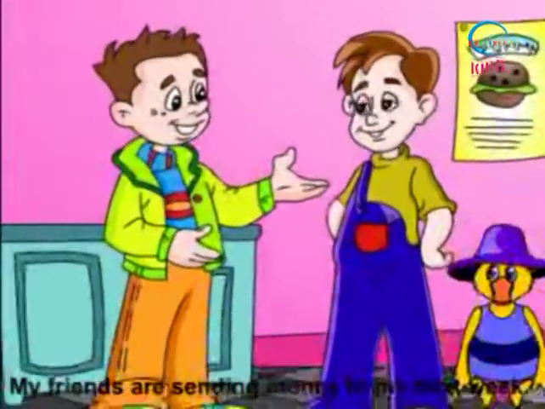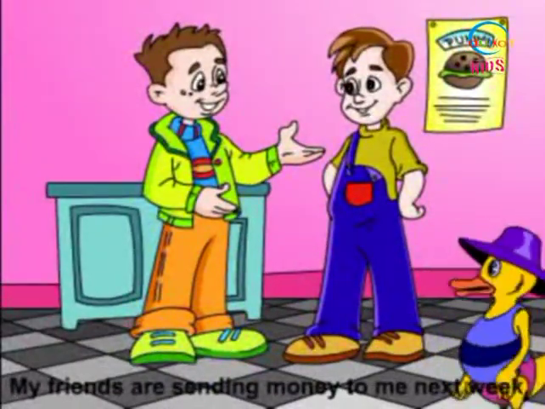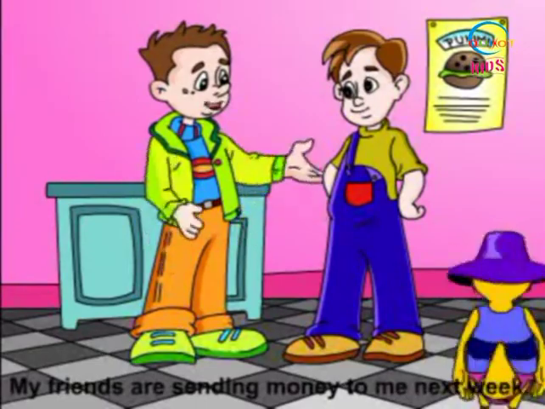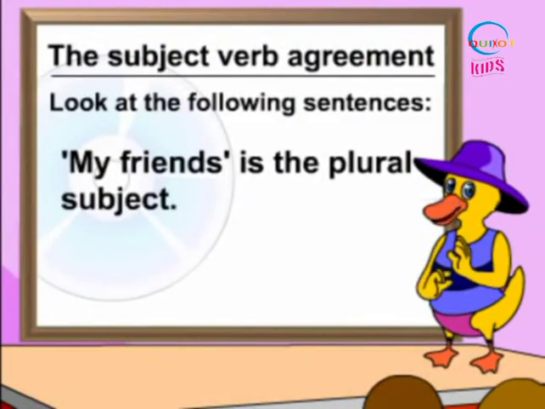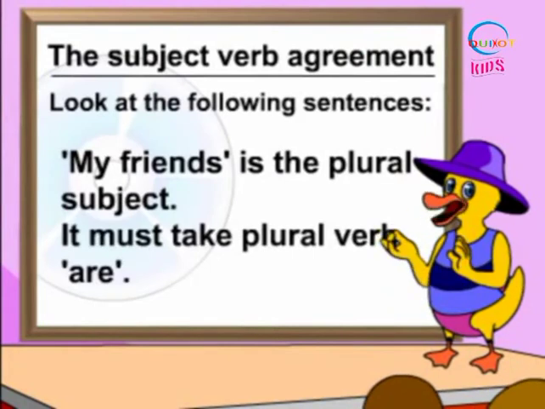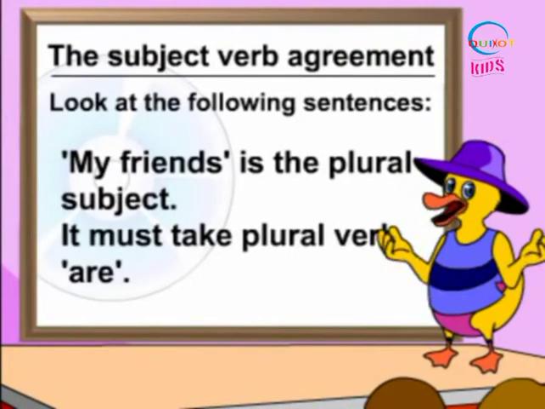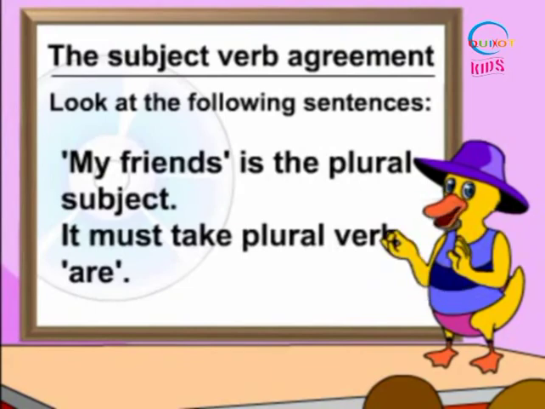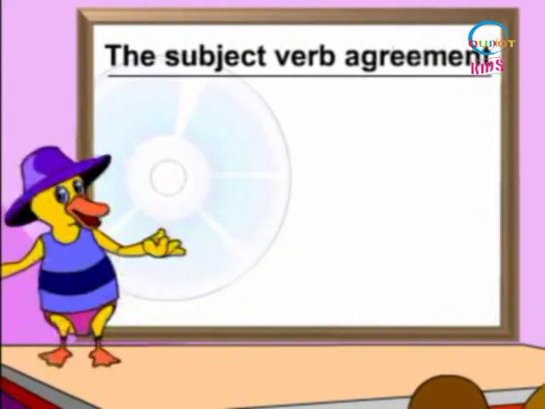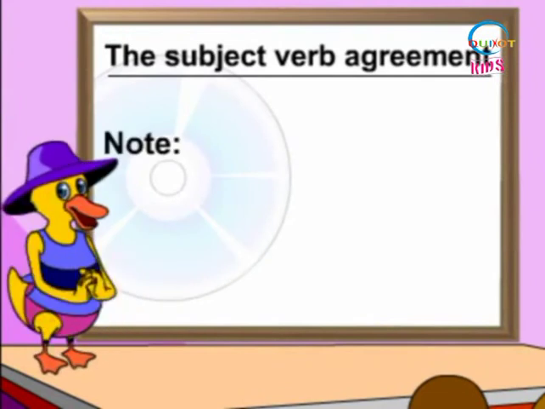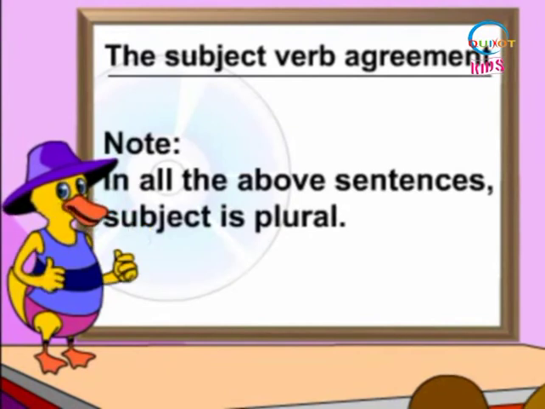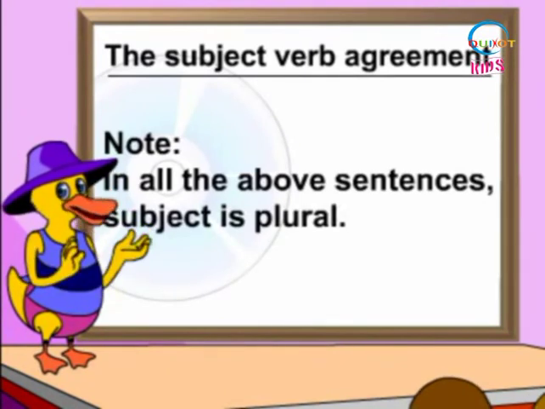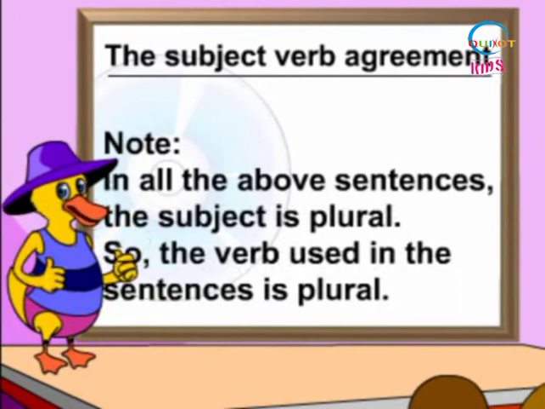My friends are sending money to me next week. My friends is the plural subject. It must take the plural verb are. Note: in all the sentences above, the subject is plural. So the verb used in the sentences is plural.